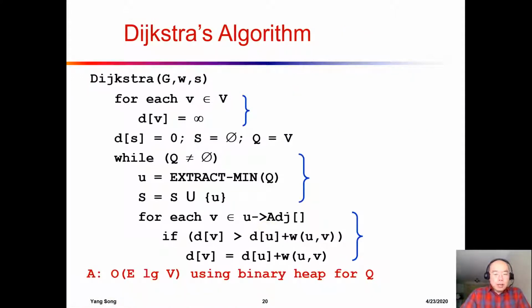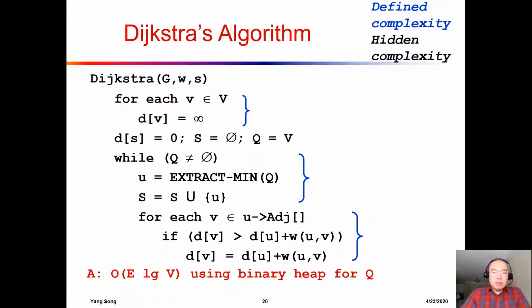Okay, so let's move on. Let me give you the answer first. The answer for Dijkstra's algorithm is O(E log V). And how do we get there? I'm using the same notation: blue ink to show you the defined complexity, and black ink to show you the hidden complexity. Especially since we are using the min heap, there are some hidden complexities for us to massage the min heap to make sure that it works.